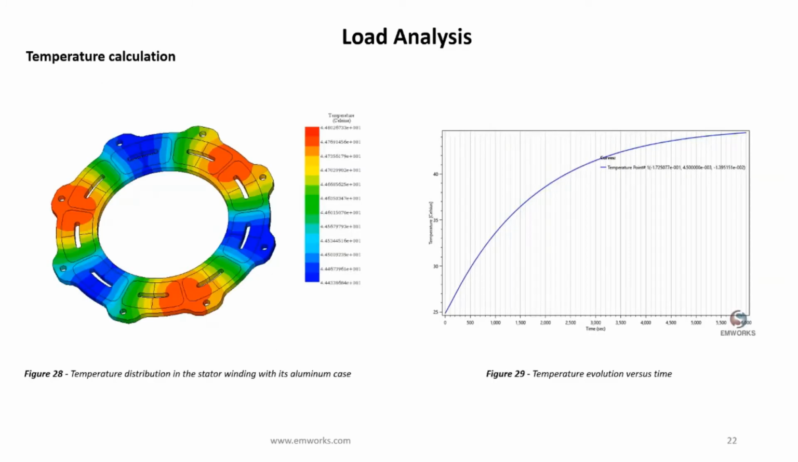Electromagnetic losses heat the machine. Therefore, thermal analysis should be included to estimate the temperature distribution, and also its evolution versus time. Temperature distribution in the stator winding and housing is shown in figure 28. It reached a value of 44 degrees Celsius after more than 1 hour.